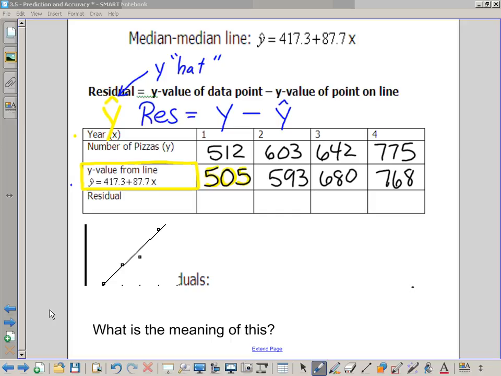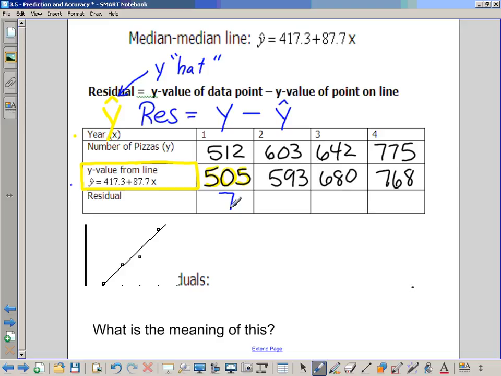Okay, so at this point, we are finding these individual residuals. Sounds like Dr. Seuss. We have 512 minus 505, which is 7. The y hat is the y value that's produced from our equation. The y hat is the estimated y value using our line of best fit. Y is the actual data point.